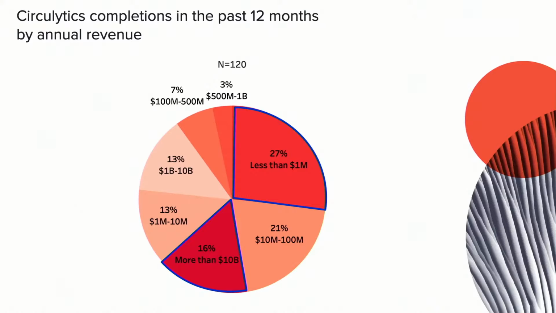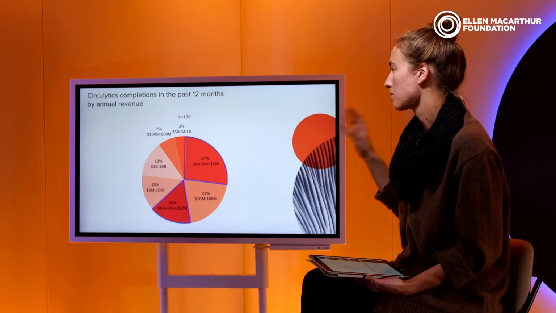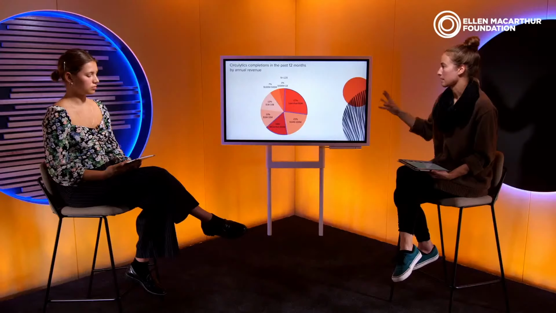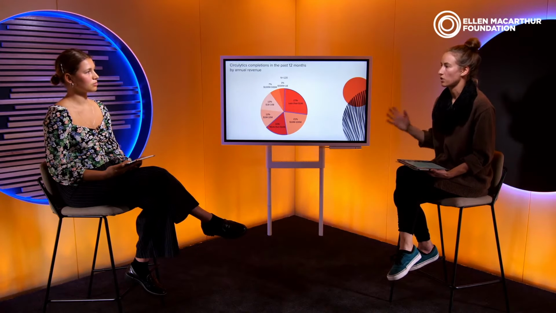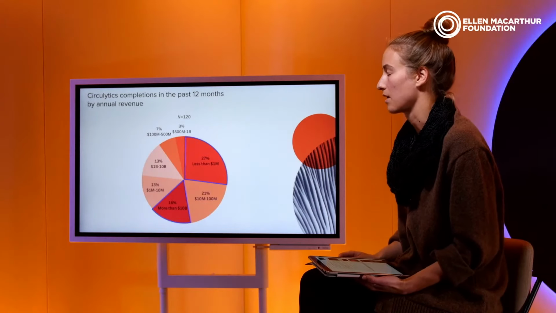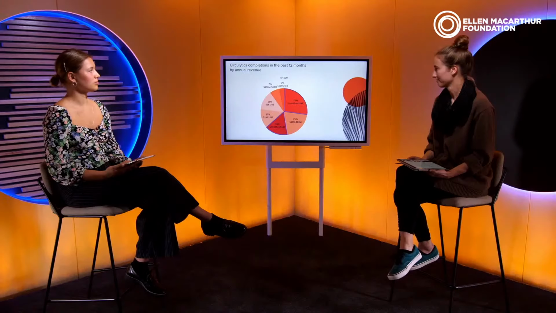Split by annual revenue, we're very pleased to see that Circulytics gets taken up by all sizes of companies. So we see some SMEs completing the tool, but we also see very big companies with annual revenues over 1 billion, over 10 billion even, completing the tool. So about 30% have annual revenues over $1 billion. And that really shows how Circulytics is applicable to all sizes of companies and can help them in their transition.